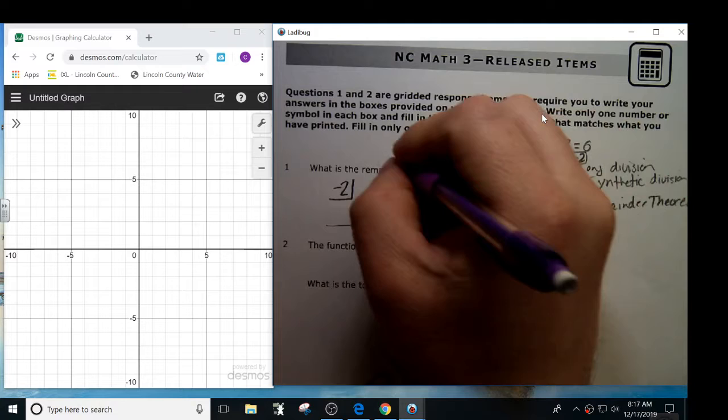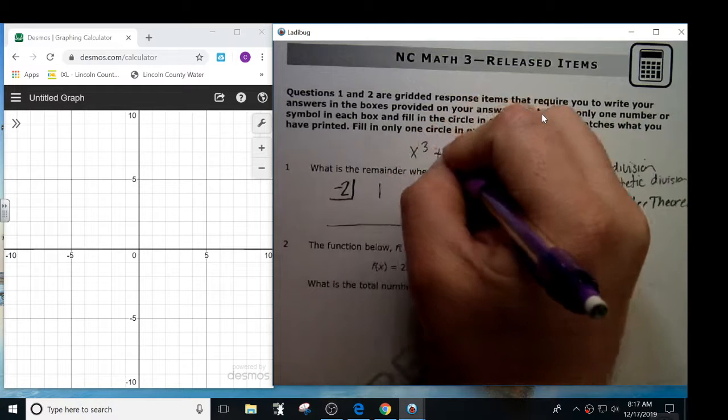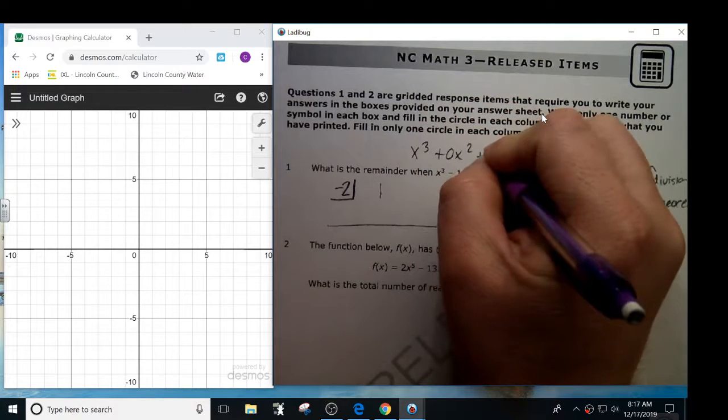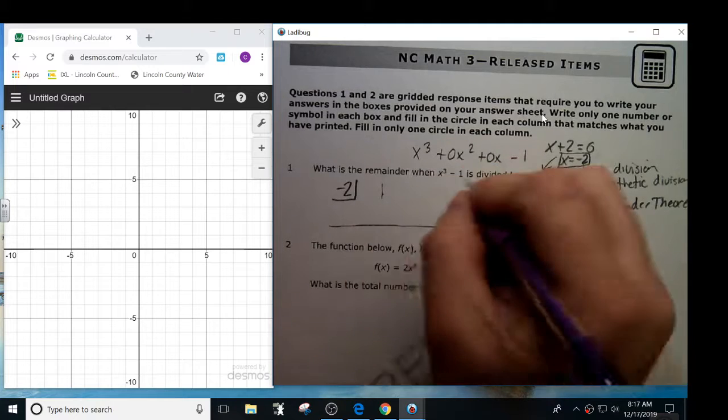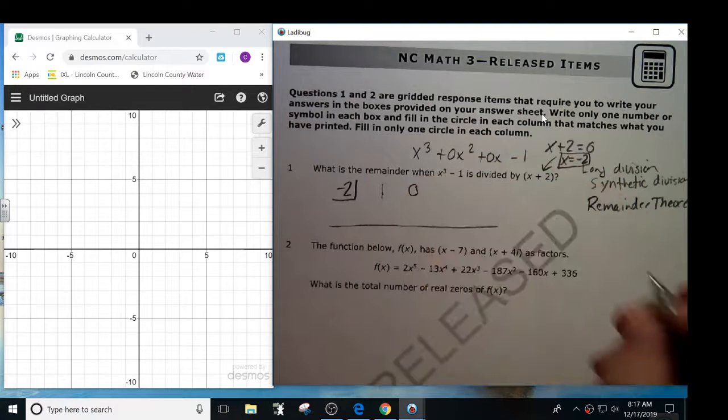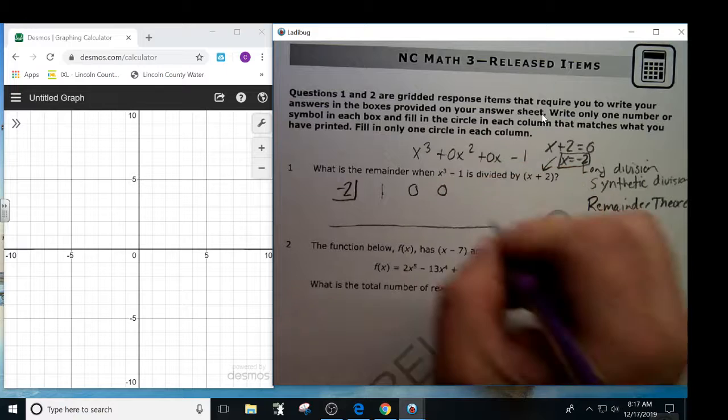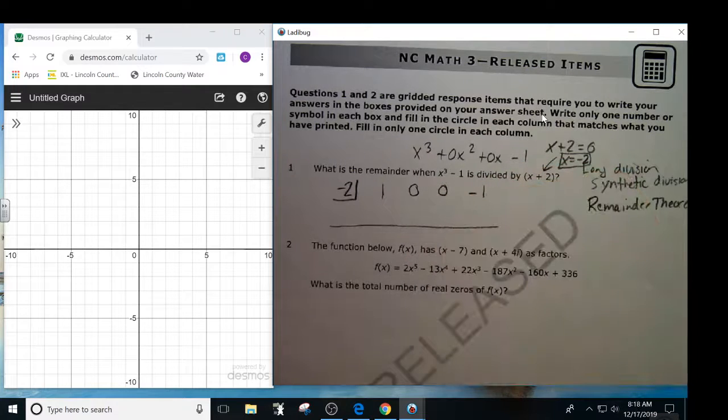Now, to fill this in, guys, it's going to look like this. That's what your equation is going to look like. Okay. Now, so you're going to have 0x squared, 0x, and then minus 1. Does everybody understand why the zeros have to be filled in? You have to have those filled in, okay?